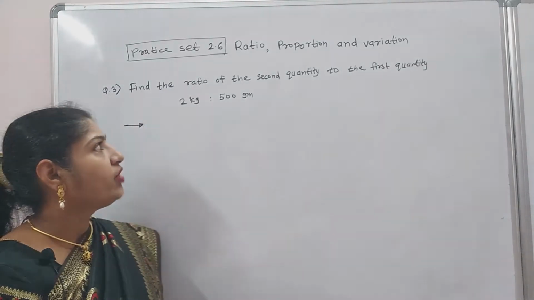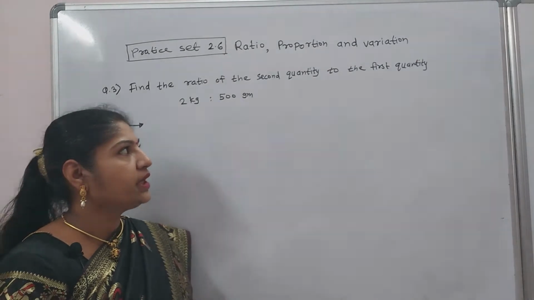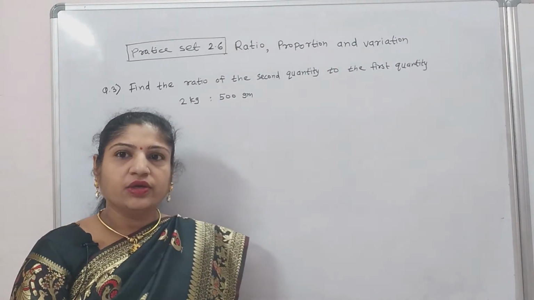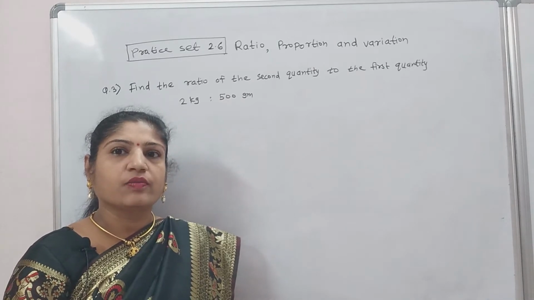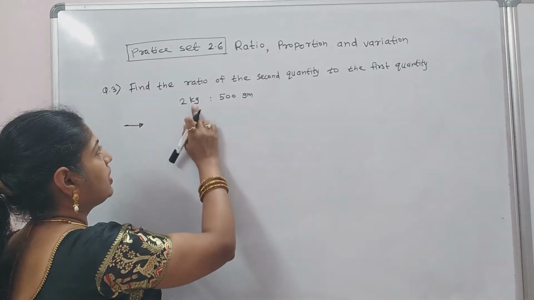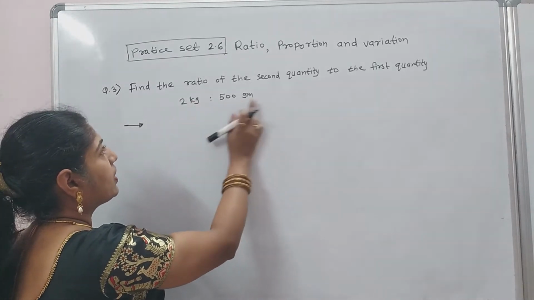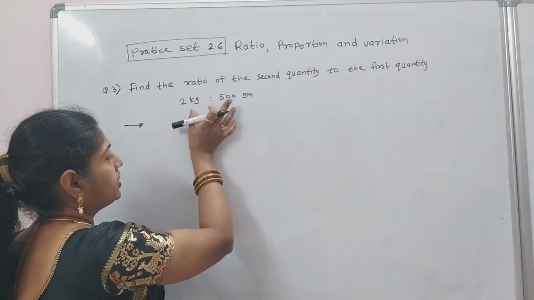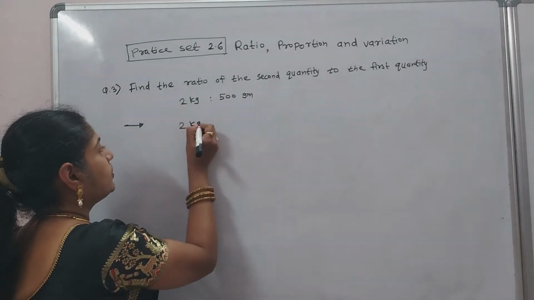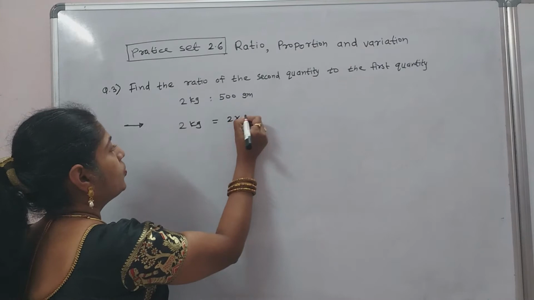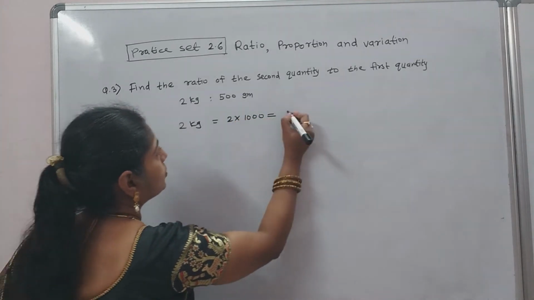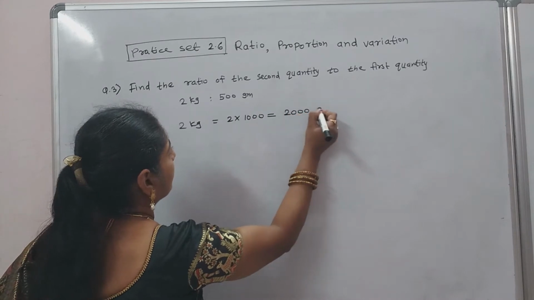Third example, find the ratio of the second quantity to the first quantity. It is essential that the unit of the quantities must be same. So here is the kg and gram. Convert it kg to gram or gram to kg, but units are equal. I change the 2 kg equal to 2 into 1000. 1000 gram equal to 1 kg. So 2 kg equal to 2000 gram.